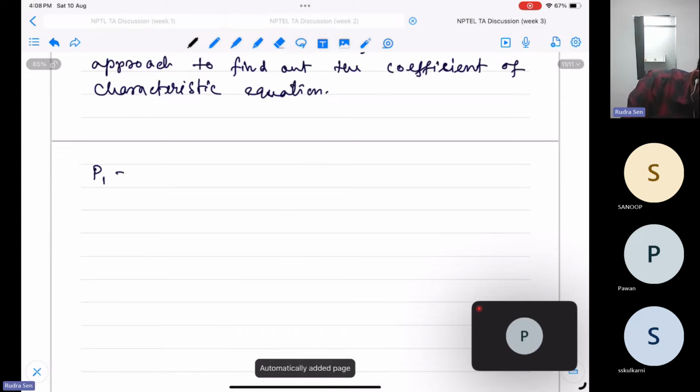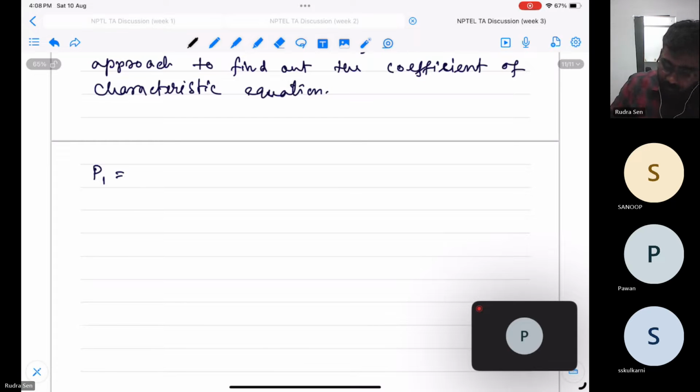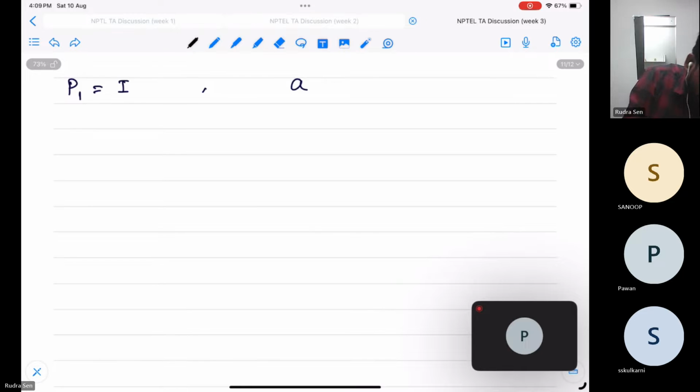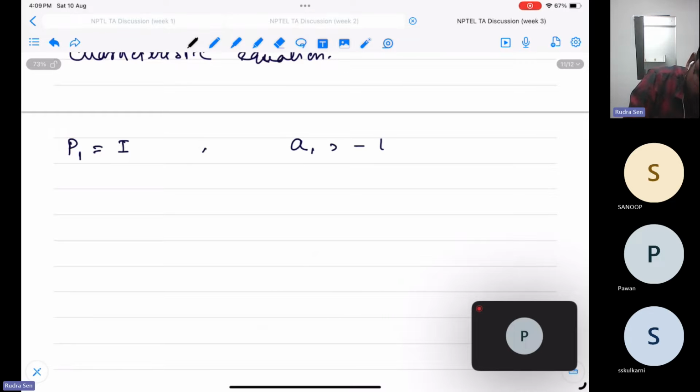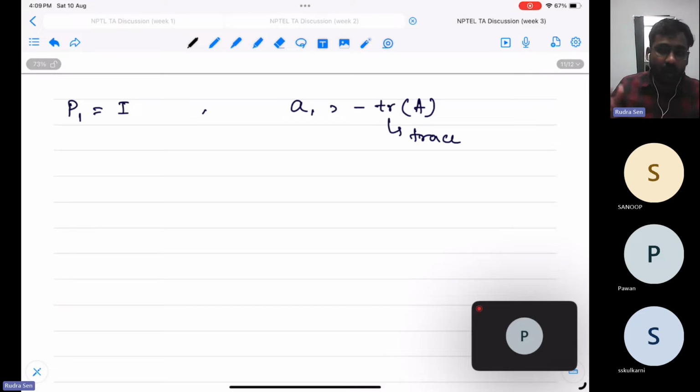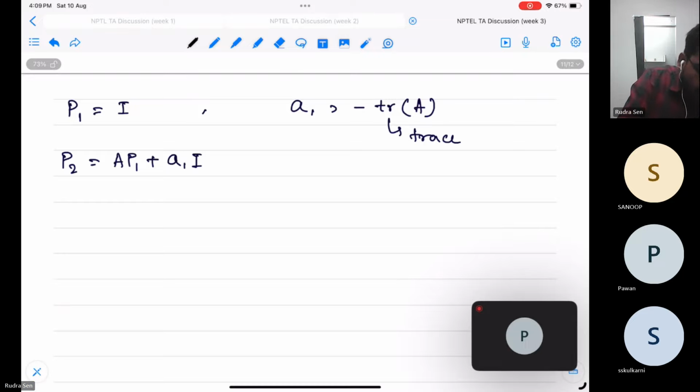The first thing they said is, consider P1 as I, and a1 is minus trace of A. So TR is basically trace. Trace is the summation of all the diagonal elements of a square matrix. Okay, because we cannot take an inverse of a rectangular matrix. So P2 is considered as A into P1 plus a1 into I, and a2 is equal to minus 1 by 2 trace of P2 into A.